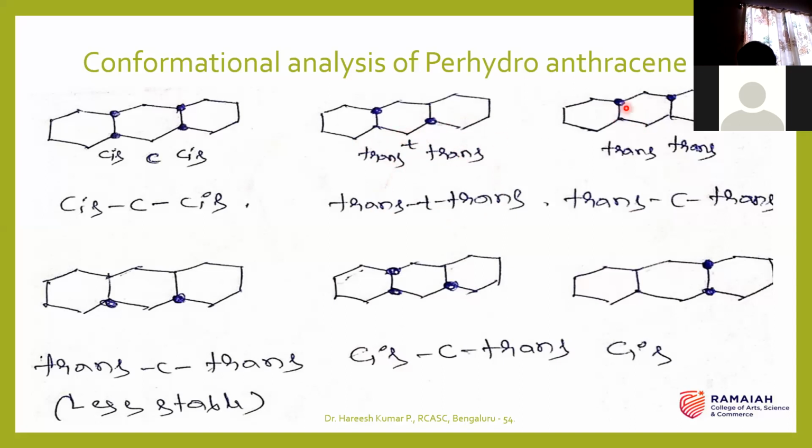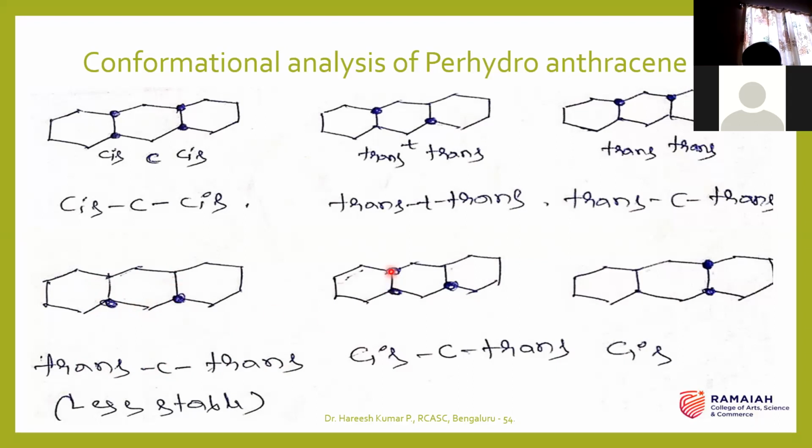Similarly, you can observe that this is a trans ring, this is also a trans ring, and this is also a trans. So transoid, trans is the stereochemistry of this moiety. Similarly, this is one dot, there is no dot here, so trans. Here a dot, here there is no dot, means it's trans. Both are alpha only. That is the reason this is cissoid. So you can write trans, cissoid, trans is the stereochemistry of this perhydroanthracene.